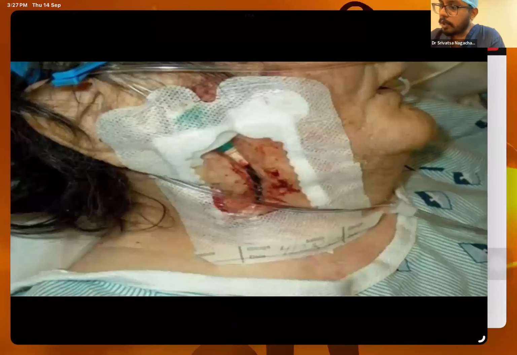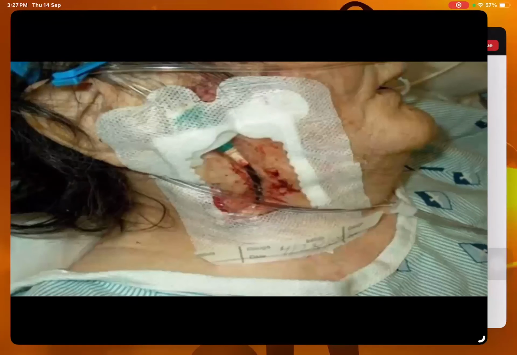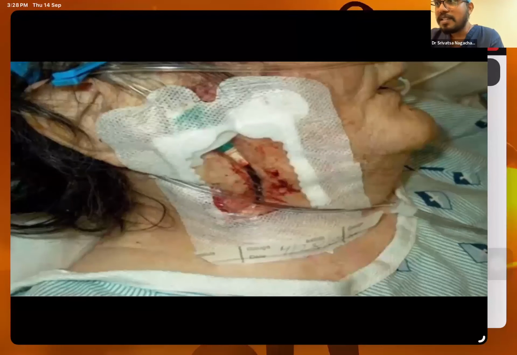So I'm just going to ask a few questions. What do you see in this? What is wrong with this picture? Audience, anybody? Is there anything wrong in this picture? Okay. No response? Everybody is sleeping. You will have to answer. All the nurses are sleeping. All my nursing colleagues are sleeping.